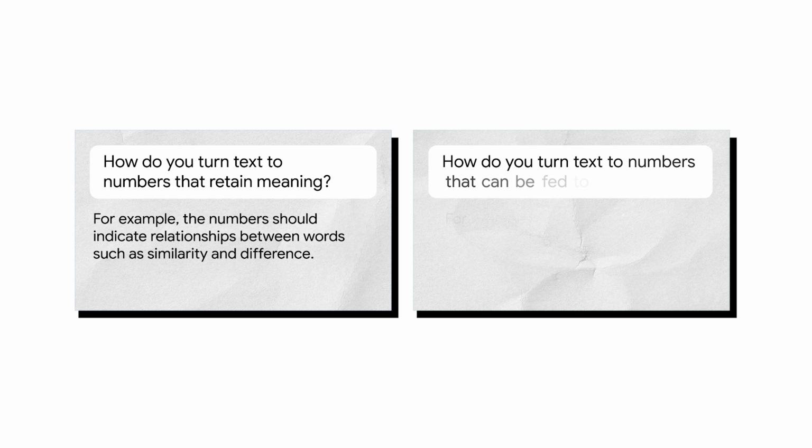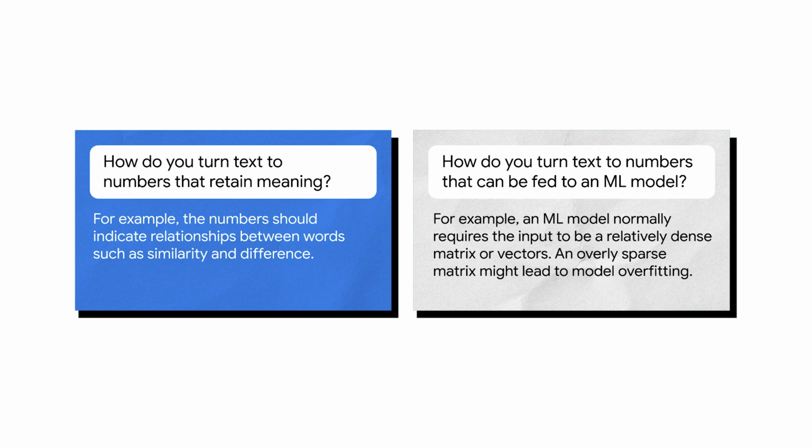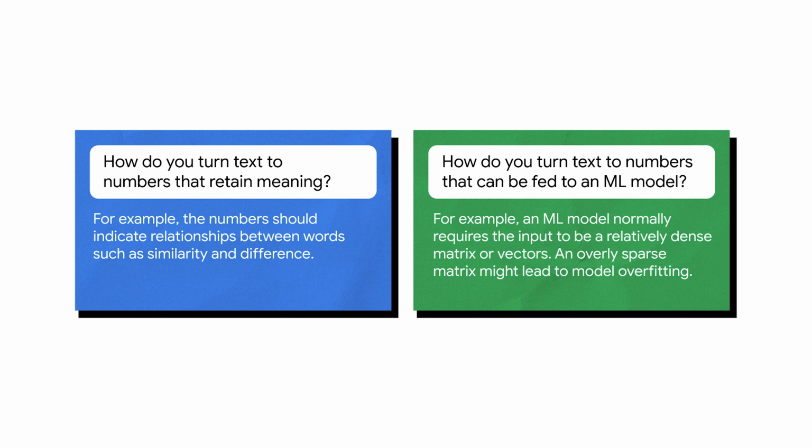This challenge can be further divided into two subproblems. One, how do you turn text to numbers that retain meaning? For example, the numbers should indicate relationships between words such as similarity and difference. And two, how do you turn text into numbers that can be fed into a machine learning model? For example, a machine learning model normally requires the input to be a relatively dense matrix or vectors. An overly sparse matrix might lead to model overfitting. Any ideas for how to resolve this?